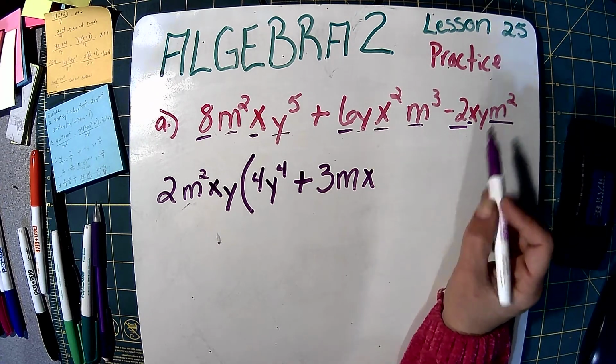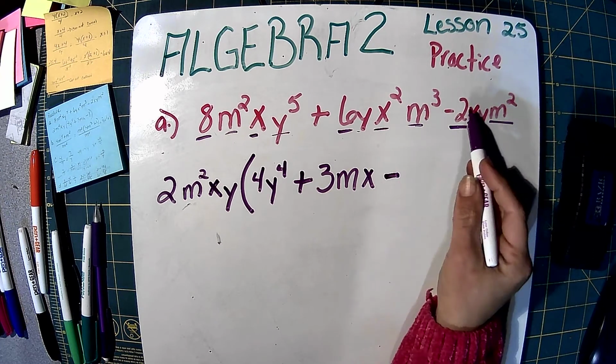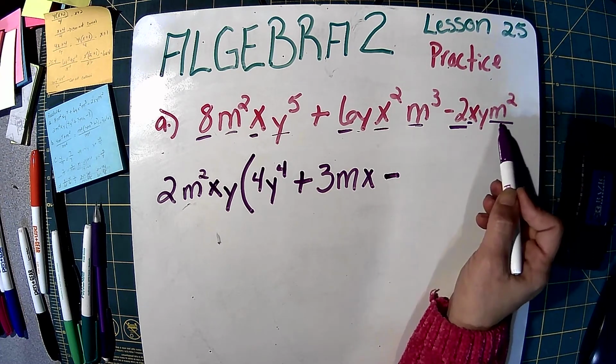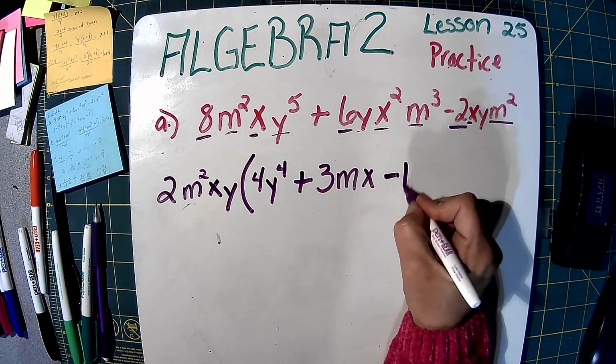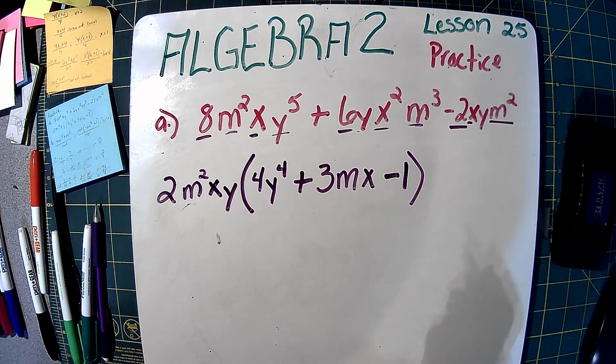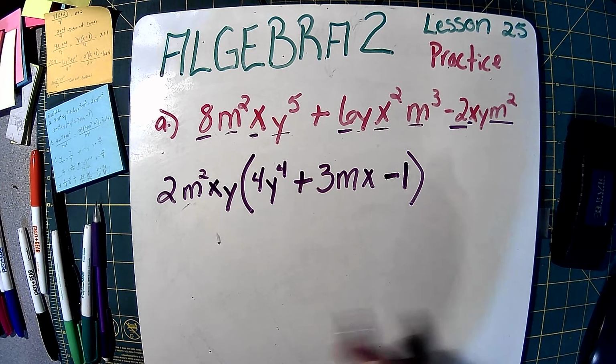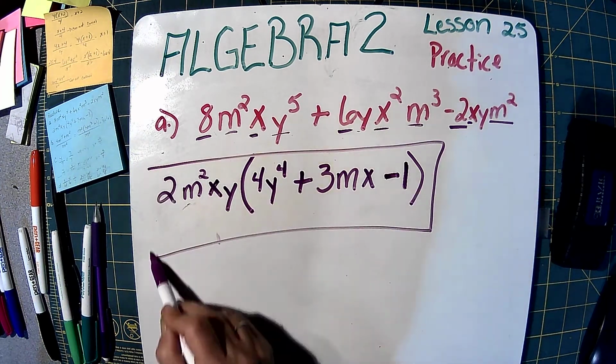Alright, then my 2, I factored that out. So we're just going to put our minus sign. Our m squared, factored that out. Our x, we factored that out. And our y, so it's just minus 1 on that one. So 4y to the 4th plus 3mx minus 1. So that's the answer to that one.